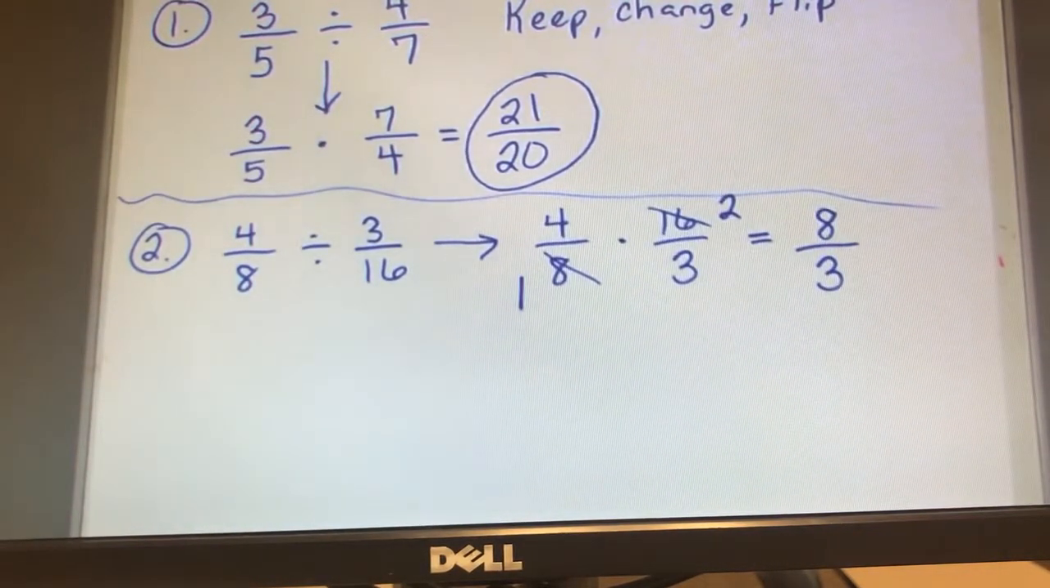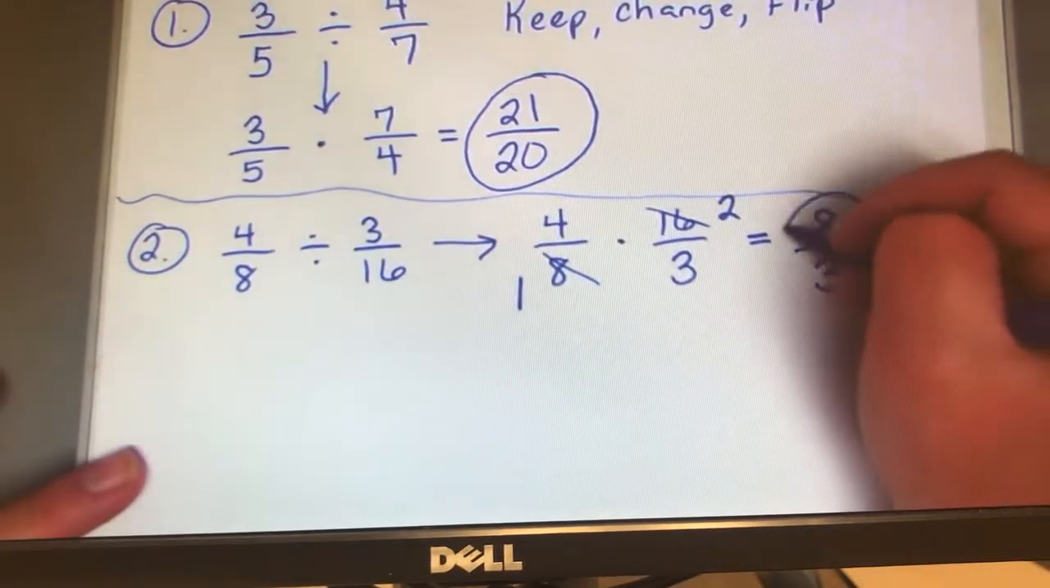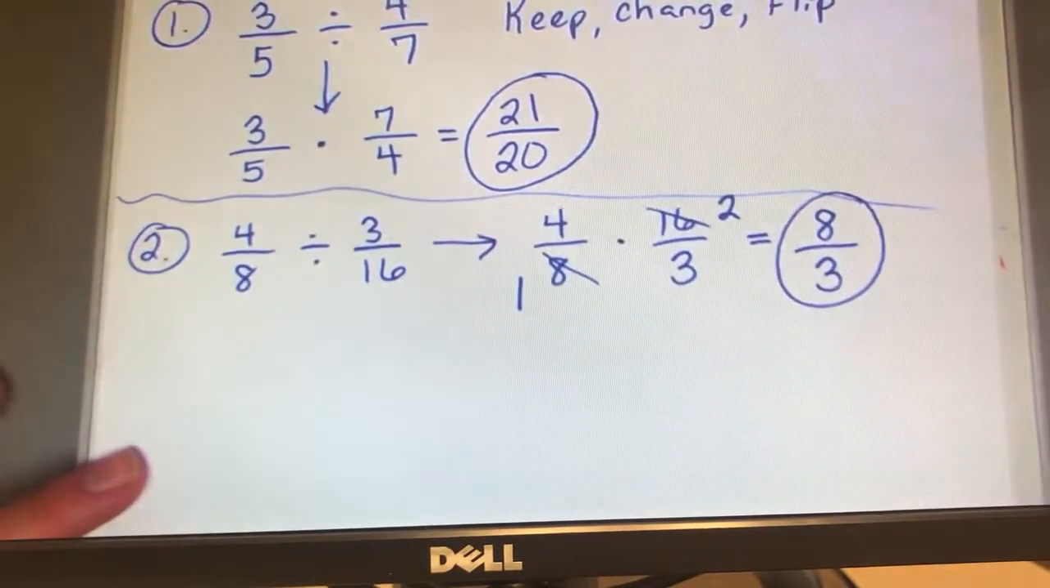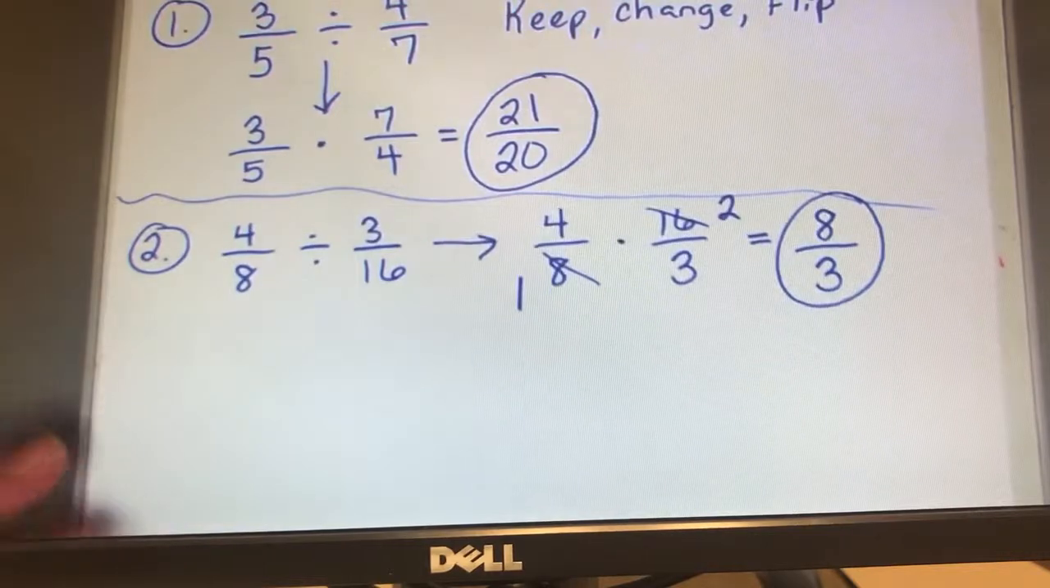Okay, 8/3 is improper, which is fine, as long as the two numbers are in simplest form. 8 and 3 are in simplest form. There's nothing else I can do, so I'm going to circle that. We don't need to change it to a mixed number.